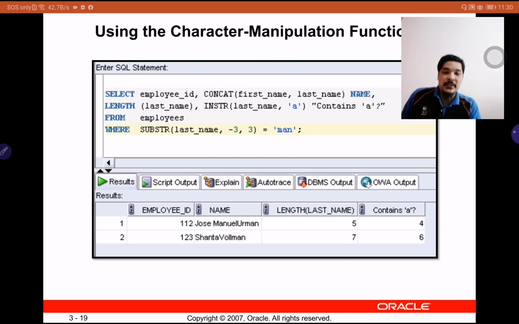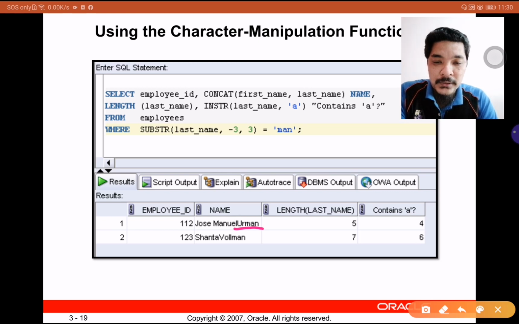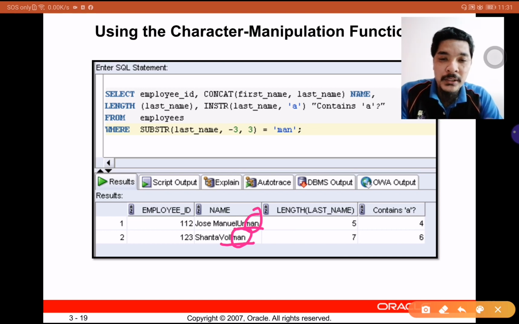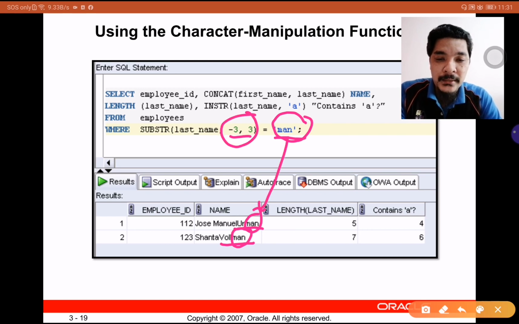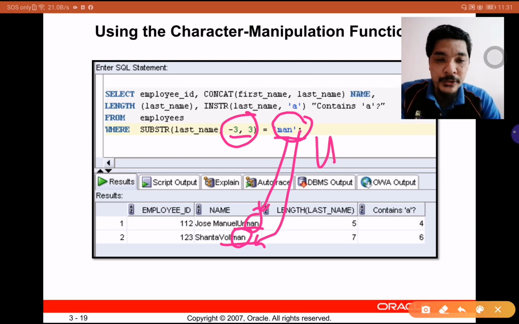Okay, -3 and 3. So Amman here and also Volman here, this is MAN. The -3 and 3 must match this one. So negative 3 means it starts from the right side, and then 3 characters after that. Let me repeat again: URMAN.